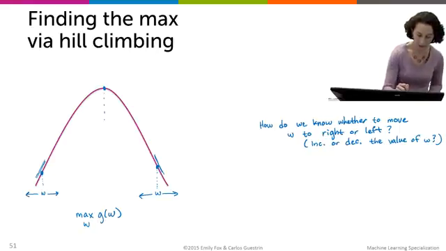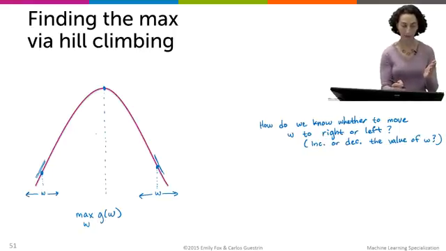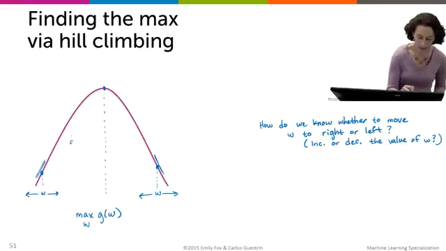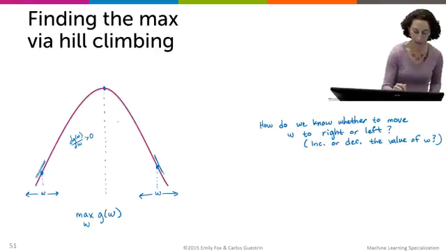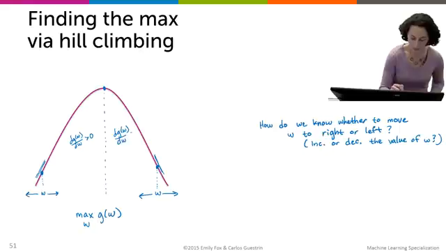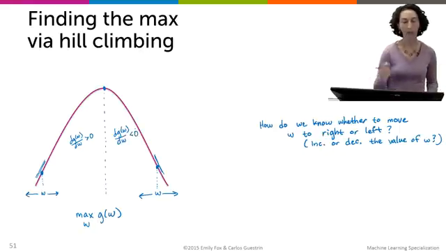And again, if I look at the derivative, I see in this case the derivative is negative. So we can actually divide the space: on the left of the optimal, the derivative of g with respect to w is greater than 0, and these are the cases where we're going to want to increase w. On the right-hand side of the optimum, the derivative of g with respect to w is negative, and these are cases where we're going to want to decrease w.